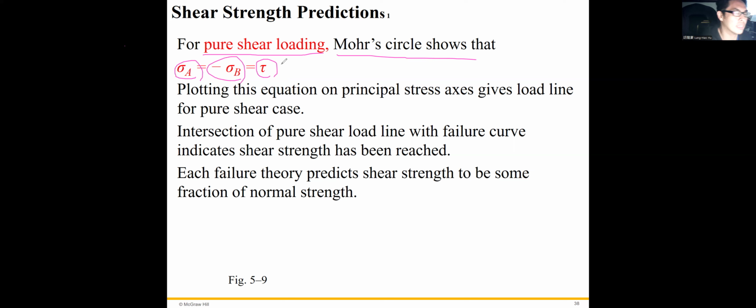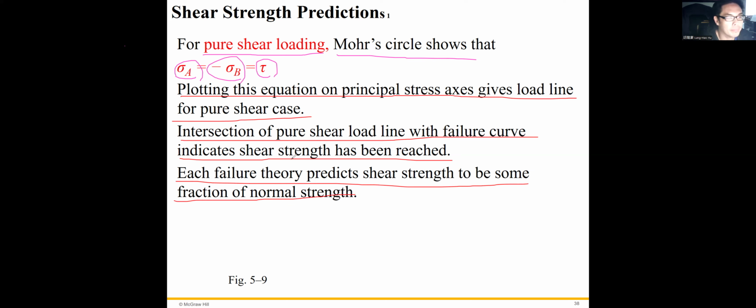So what's the process to predict whether this component is going to fail or not? First we plot the equation on the principal stress axis, giving the load line for the pure shear, and the intercept of the pure shear load line with the failure curve indicates the shear strength has been reached, and each failure theory predicts shear strength to be some fraction of the normal strength. Okay, so what does this mean?